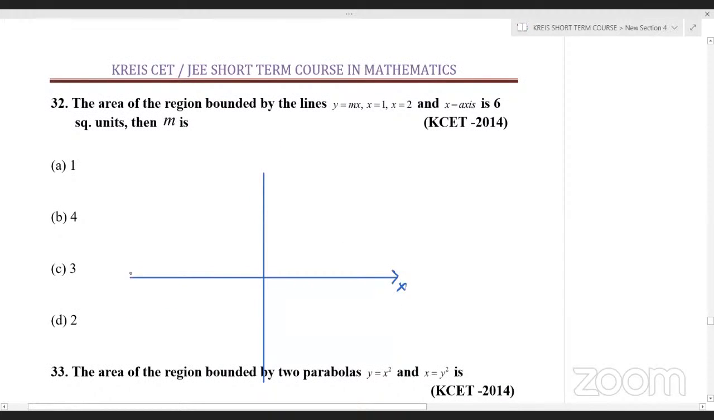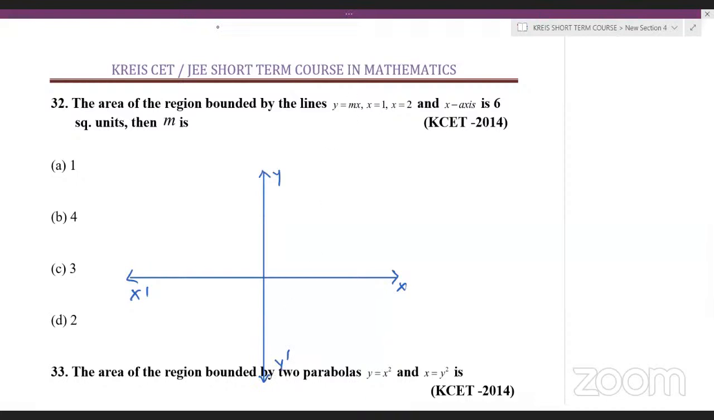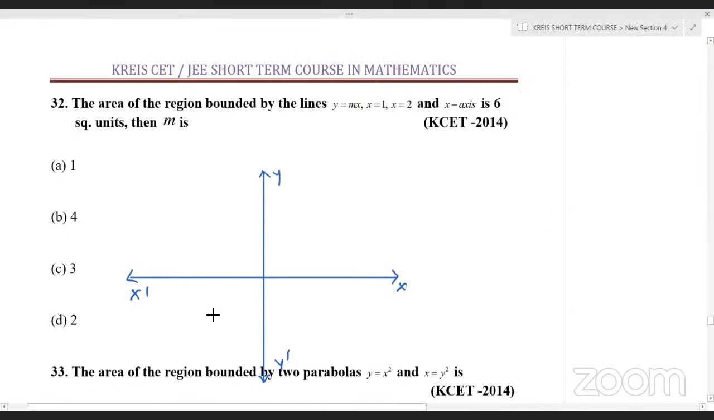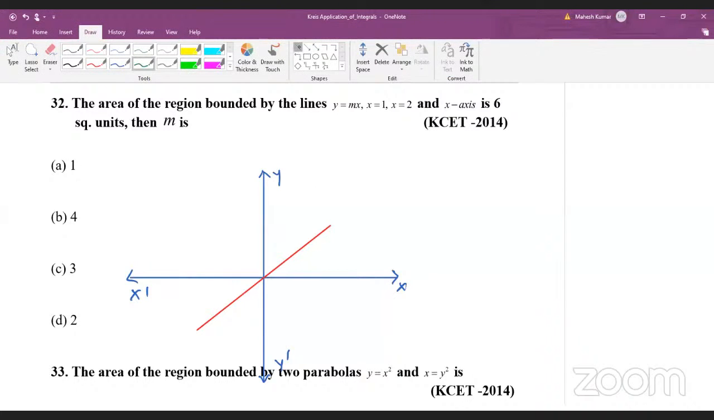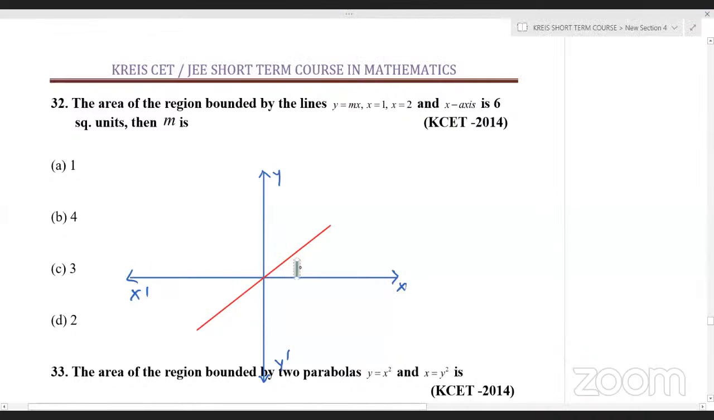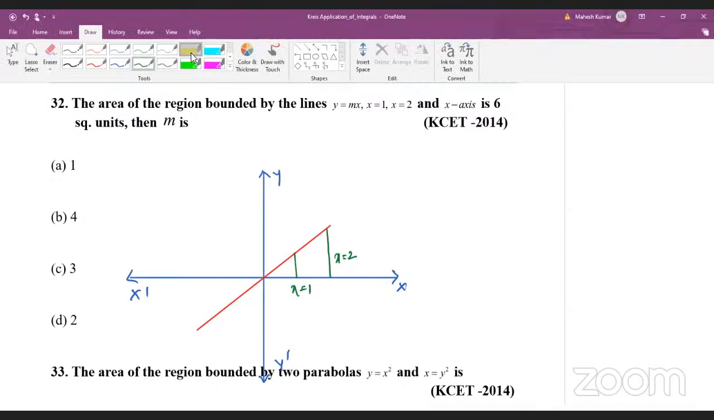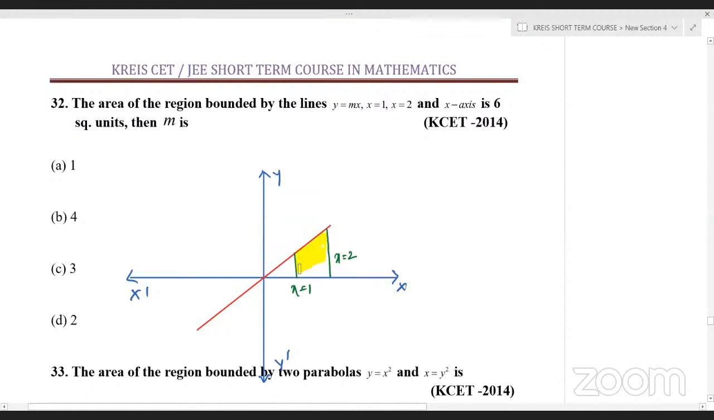So if we draw the diagram, the graph comes like this. Y is equal to mx. You have a line that passes through the origin, so a line that is always passing through the origin. You can take a line which passes through the origin, and x is equal to 1 and x is equal to 2. You get two lines, so you can draw the line at x is equal to 1 parallel to the y-axis, and another one, x is equal to 2, like this. So the area you want is nothing but the area between this and the x-axis.